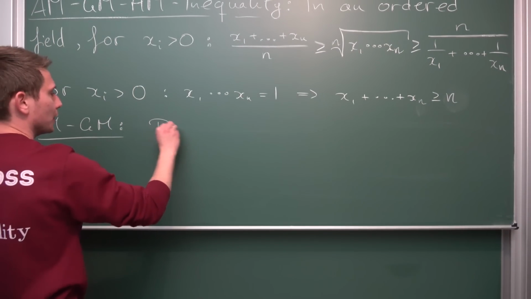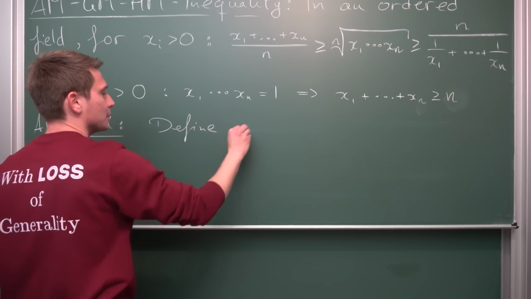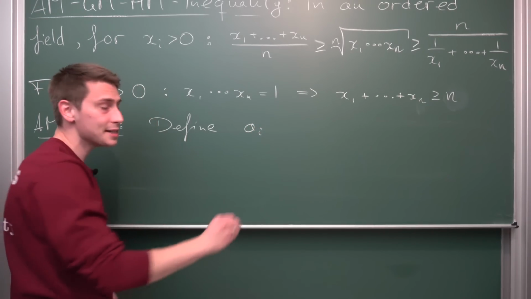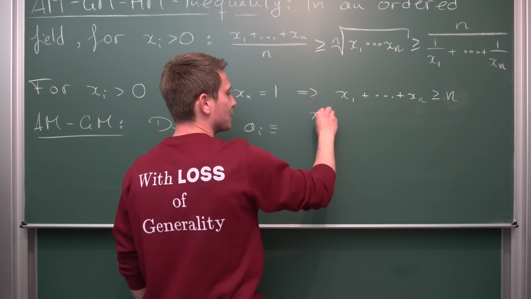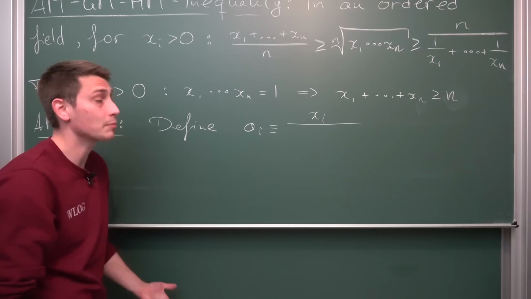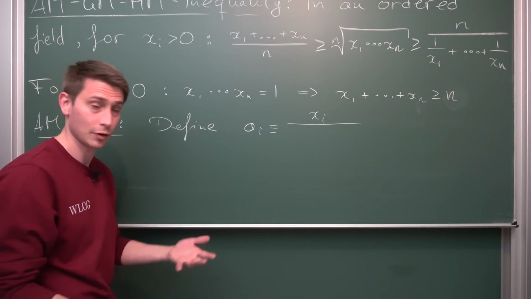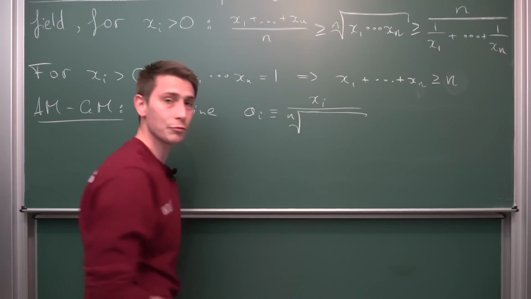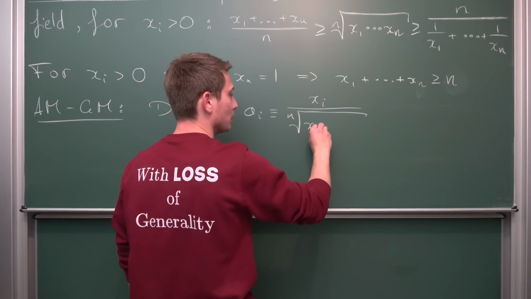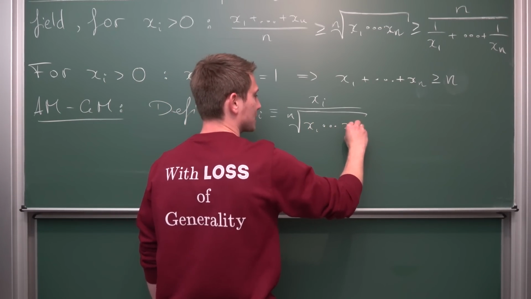We are going to define that some sequence a_i is going to consist of the following members. Namely, this is nothing other than the sample x_i, divided by the nth root of all of our samples multiplied together, x1 up until xn.